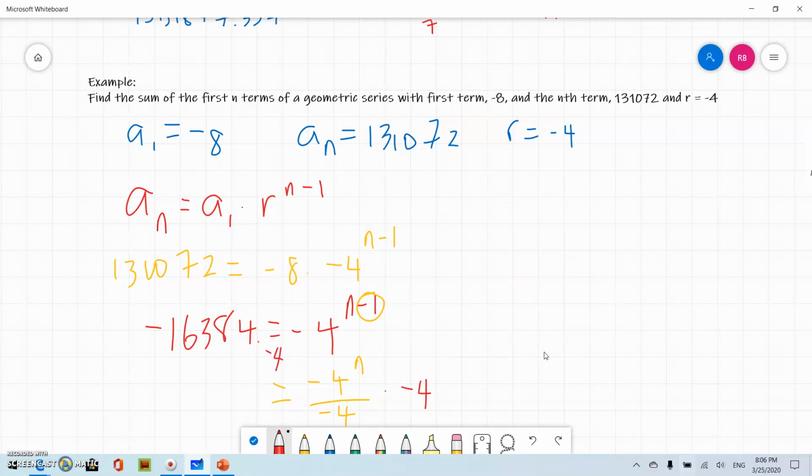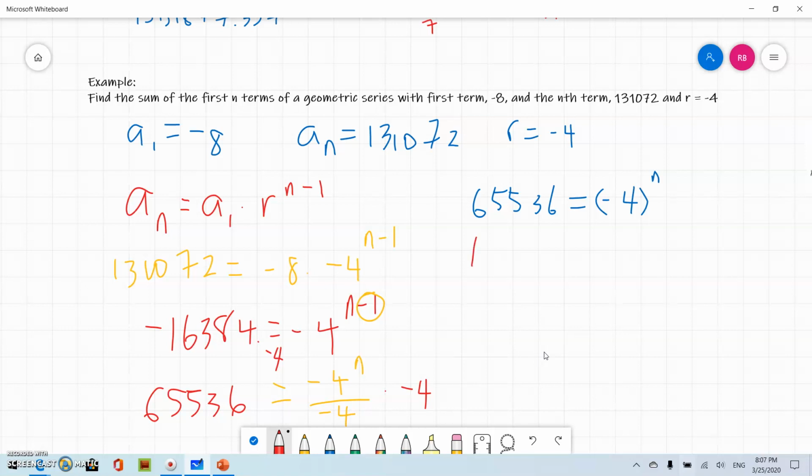So then it becomes positive 65536. Okay, how does this help? I don't know. I guess all I can say is that n has to be positive because my base is negative. So I'm just going to ignore the fact that it's a negative 4, okay? Because I can't use log with the base negative 4. It doesn't work like that.